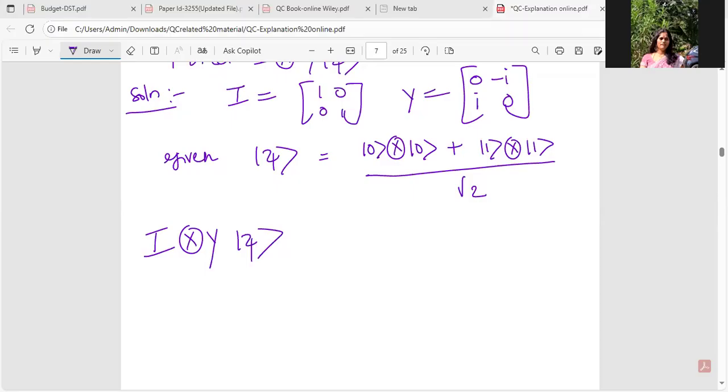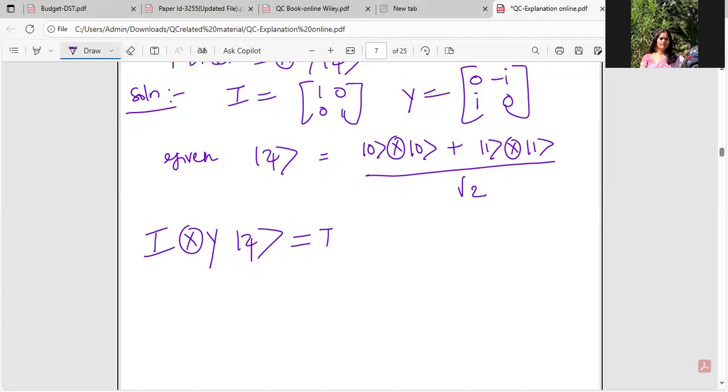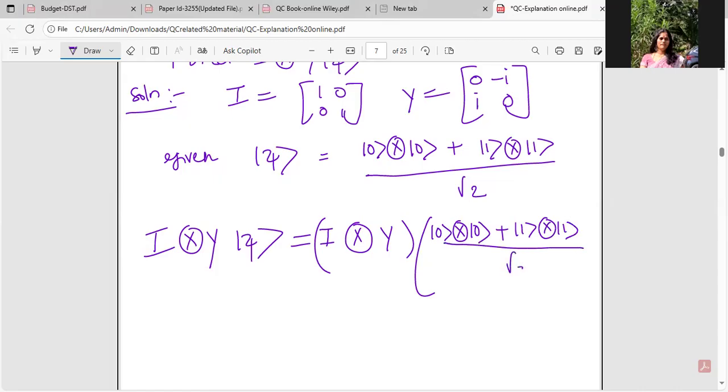Okay, so this value, how I'll be calculating is: I tensor product Y, with 1 by root 2, of course, a constant, times ket 0 tensor product ket 0 plus, of course, I can take the value and then finally finish off. But anyways, how operators operate upon tensor product is what I'm trying to stress upon here.